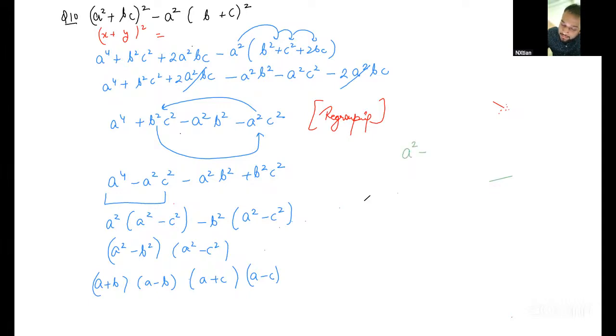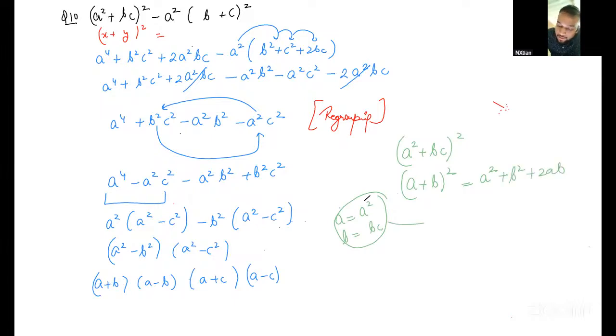So we'll open this bracket in front of you only. It is like this, okay? Now it is in the form of a plus b whole square. Now what is a? a is equal to a square. What is b? b is equal to bc. Now what is the property of that? What is a plus b whole square? a square plus b square plus 2ab. Did you understand? Now I will put the values into this.